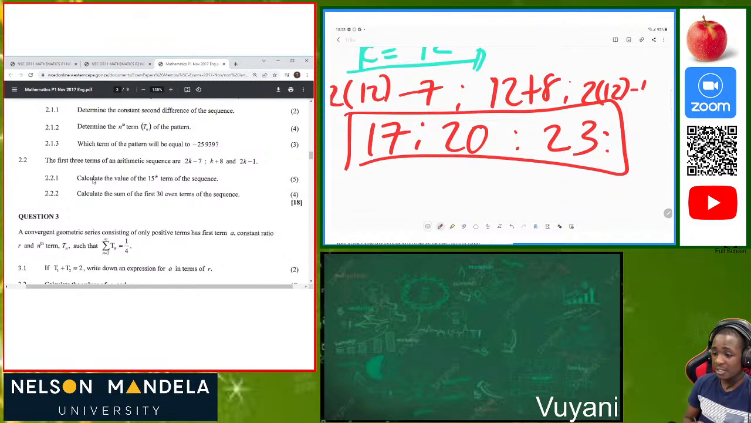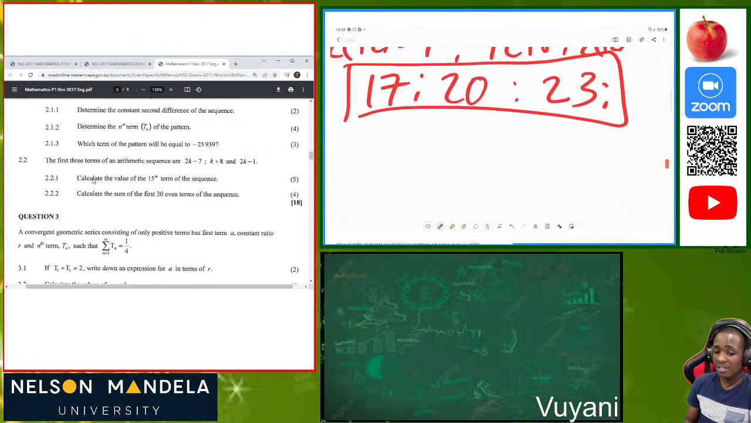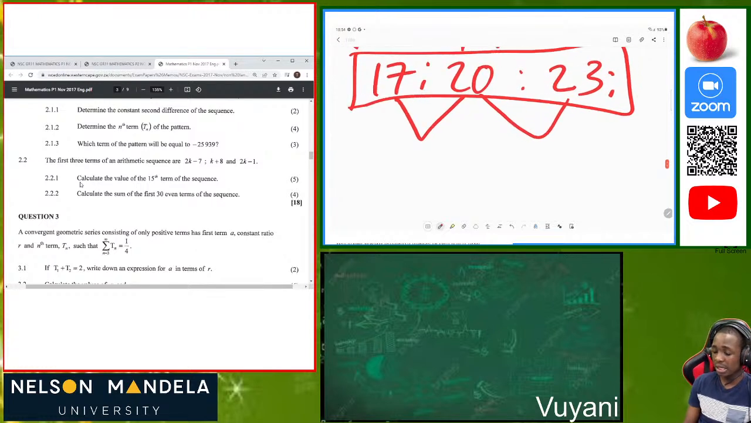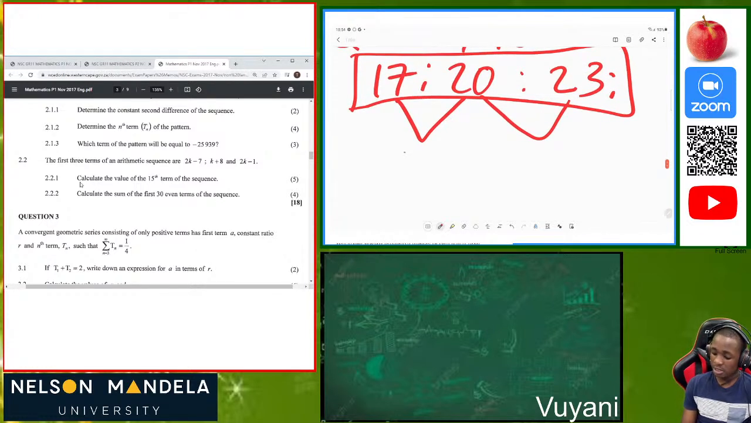That's why it's 5 marks. Since we have determined our sequence, we must now calculate the 15th term. In order to calculate the 15th term, we must know our general term. Bear in mind that for the general term, we must know the first constant difference. So the first constant difference is 20 minus 17, which is positive 3.